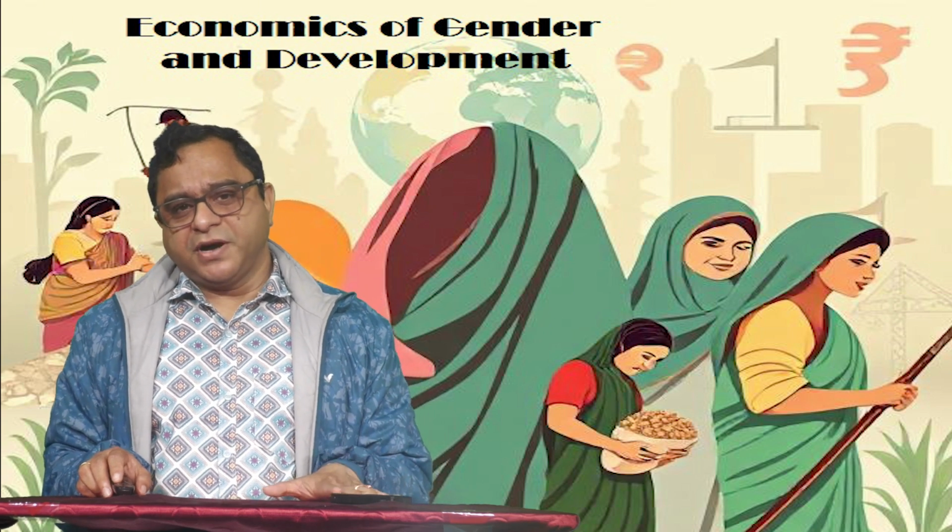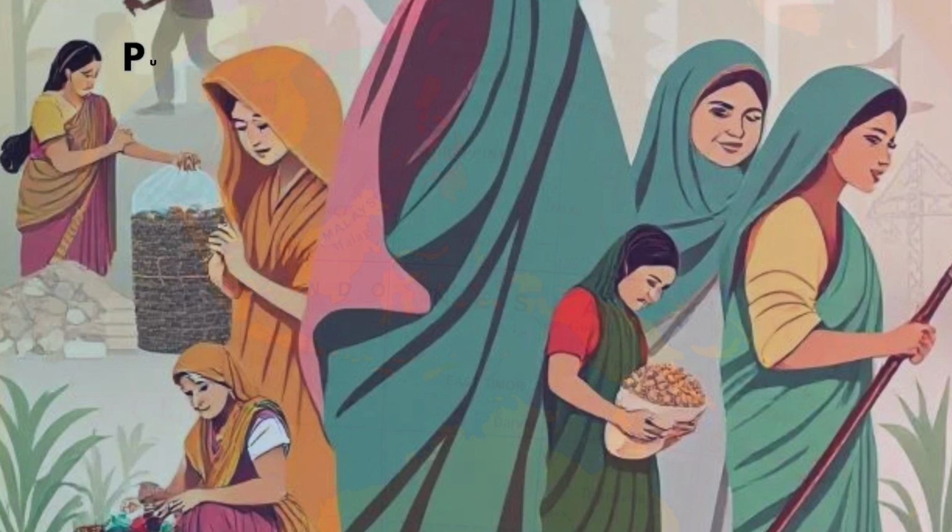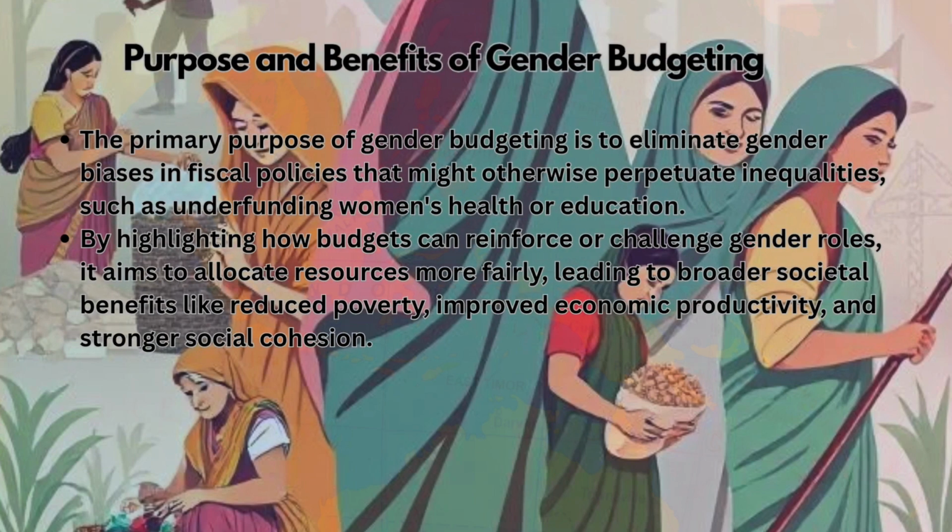Now, what are the basic purposes and benefits we get from gender budgeting? The primary purpose of gender budgeting is to eliminate gender biases in fiscal policies that might otherwise perpetuate inequalities such as underfunding women's health or education. By highlighting how budgets can reinforce or challenge gender roles, it aims to allocate resources more fairly, leading to broader societal benefits like reduced poverty, improved economic productivity, and stronger social cohesion.